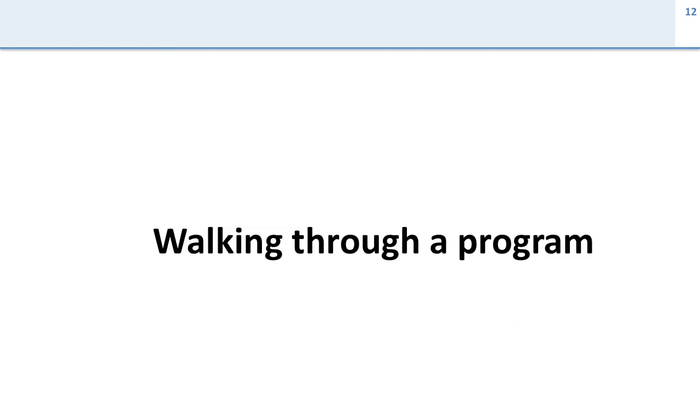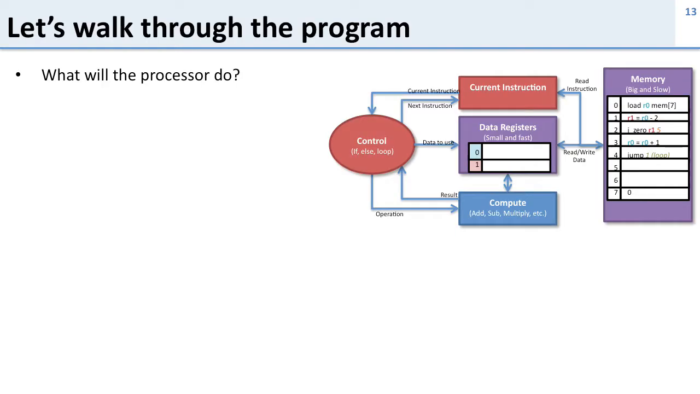All right, so now we're going to walk through a program as it executes on the processor and see how all those parts come together. So first of all, let's back up and say, what's our processor going to do? Here's the same picture we had before, and here's the program that we looked at before.